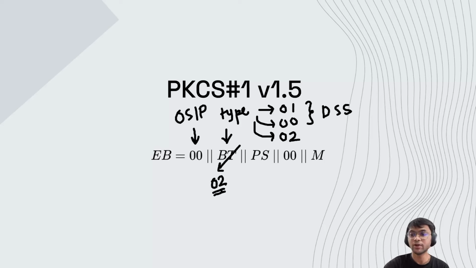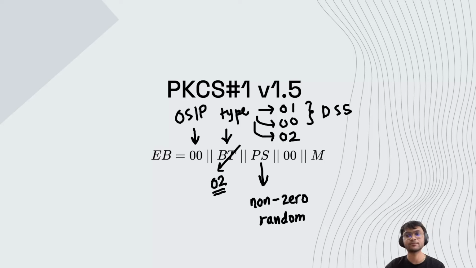Now, the next block that we see is the padding string PS. This string is non-zero, and I stress non-zero, random bytes. This is crucial for security because this block introduces randomness into each encryption. If the same message is encrypted multiple times, these random bytes ensure that the ciphertext looks different, foiling many simple attacks that rely on seeing repeated patterns.